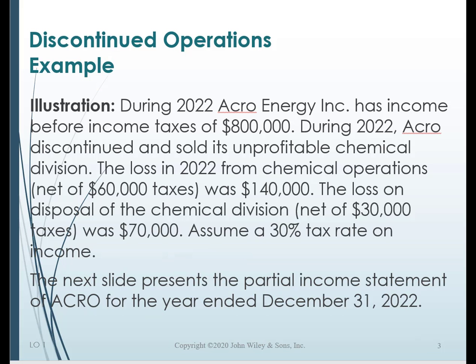So here we have a company with $800,000 in income. We discontinued and sold an unprofitable division. The loss from this operation, net of the $60,000 taxes, was $140,000, right? So then the loss on the disposal of the chemical division, net of $30,000, was $70,000. And we're assuming a 30% tax rate.